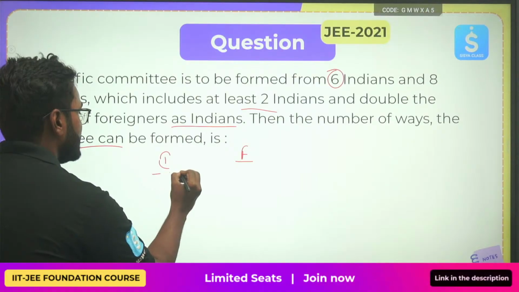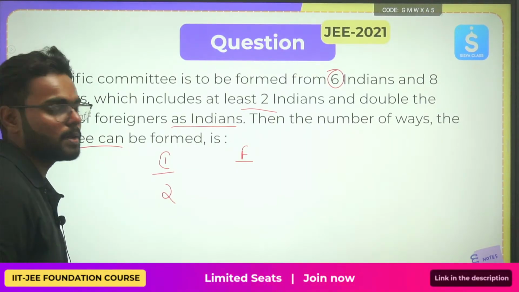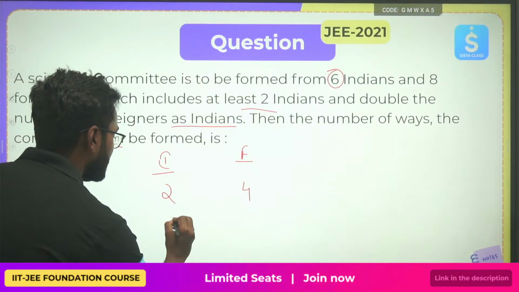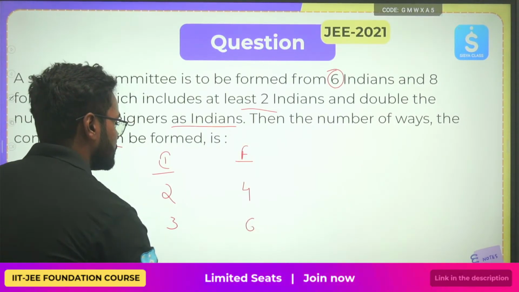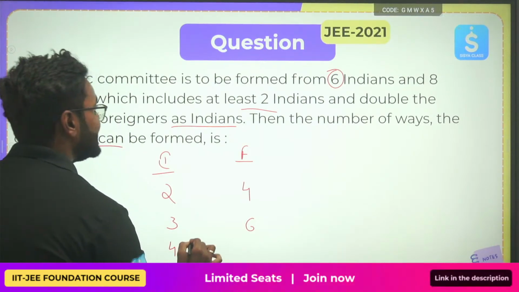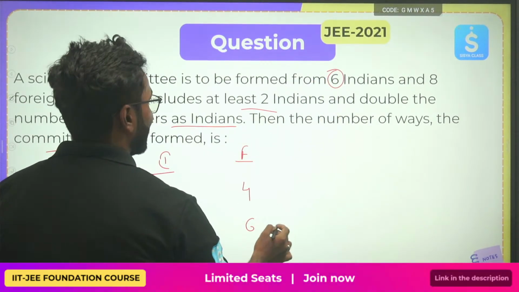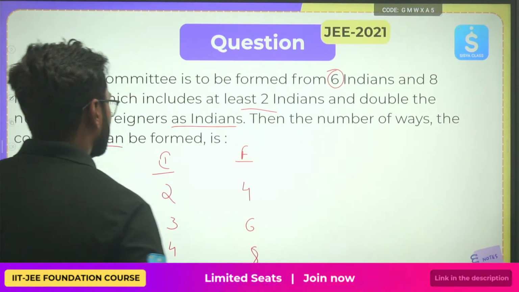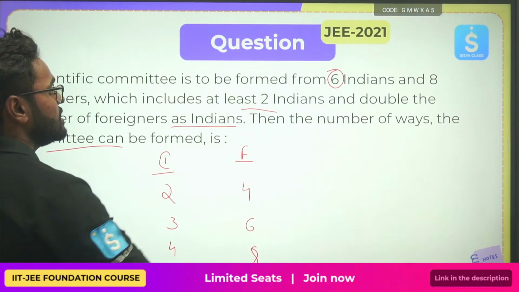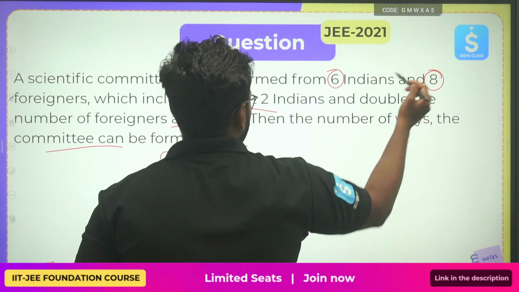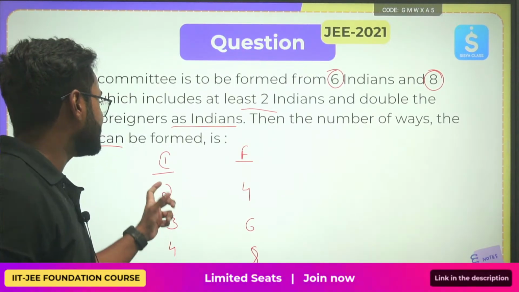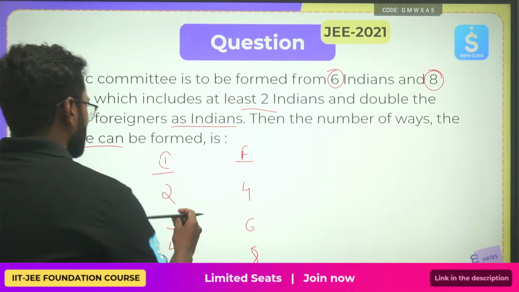If I take 2 Indians, there would be 4 foreigners, right? If I take 3 Indians, there would be 6 foreigners. If I take 4 Indians, which is possible, I'll have 8 foreigners. Can I take 5? No, because there are only 8 foreigners. If I take 5, I'll have to get 10 foreigners. This is selection, right?